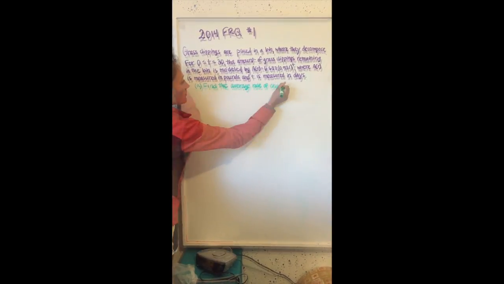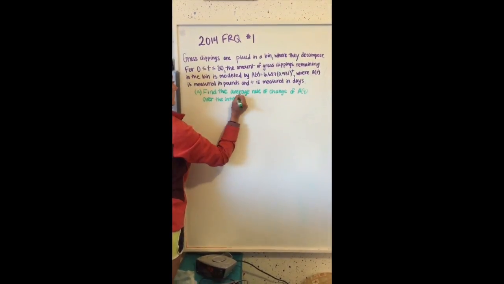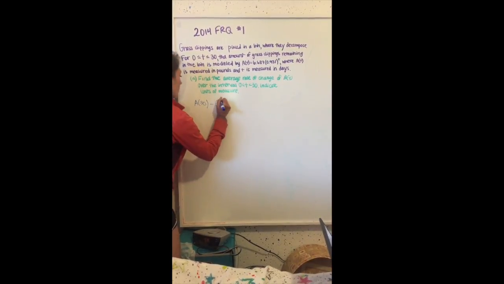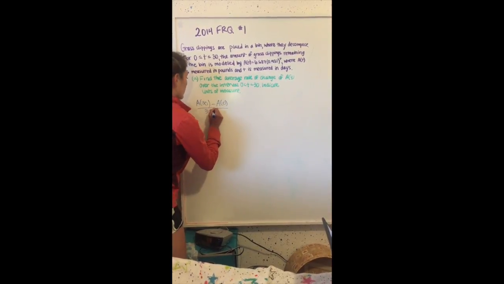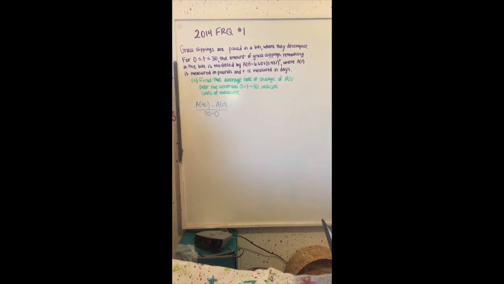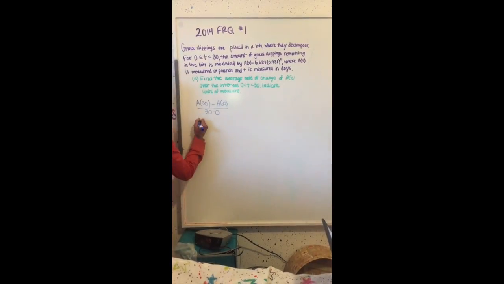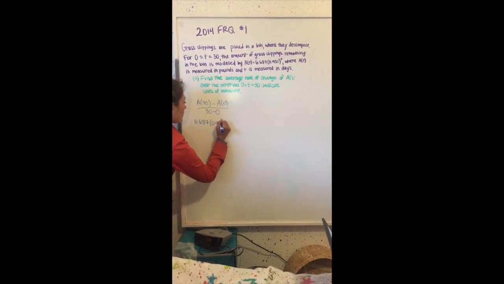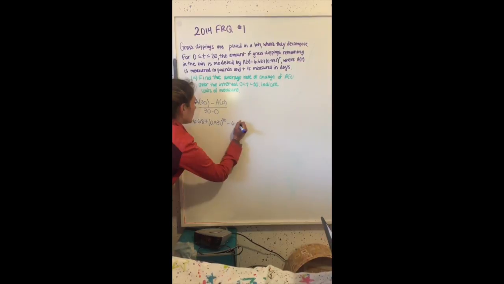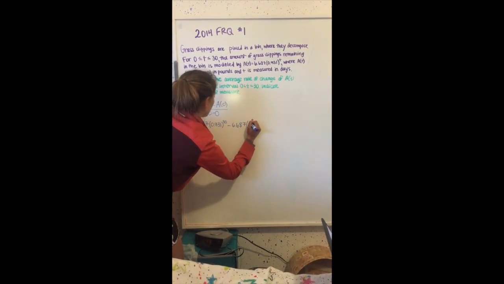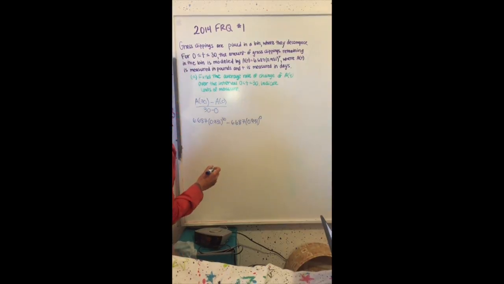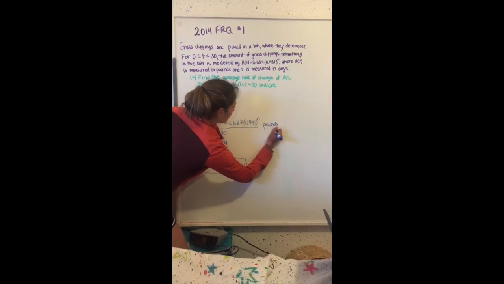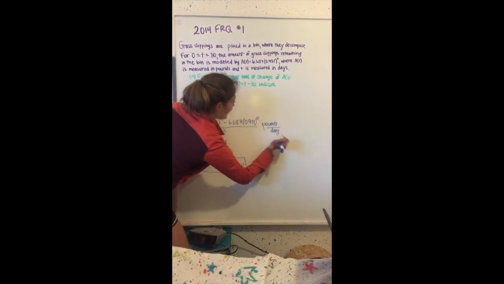Part A. Find the average rate of change of A of t over the interval. Indicate units of measure. To find the average rate of change, we use the formula m equals y2 minus y1 over x2 minus x1. So, A of 30 minus A of 0 over 30 minus 0. Plugging everything in gets you 6.687 times 0.931 to the 30 minus 6.687 times 0.931 to the 0 over 30. Now you can stop here and box this answer as long as you remember to put the units, pounds of grass clippings per day.